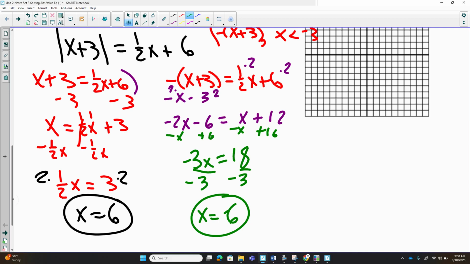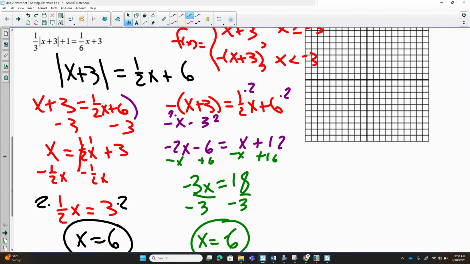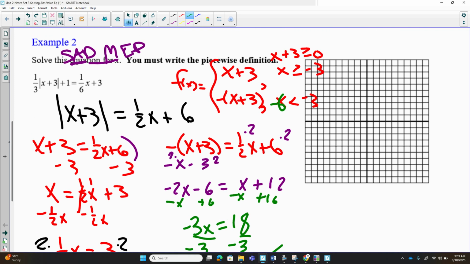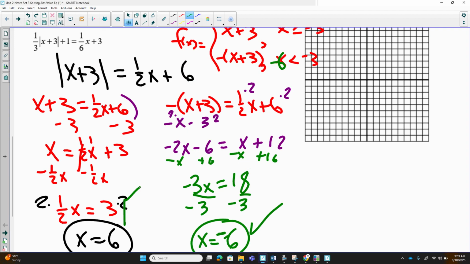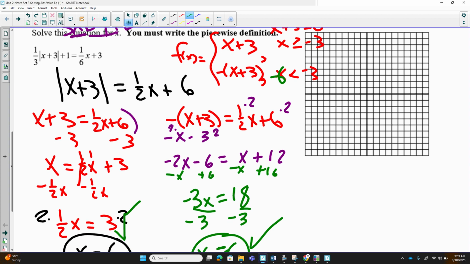Slide it up just slightly so you can see the piecewise. The negative, that's a negative 6. That negative 6, is it less than negative 3? Yes, it is. Is 6 greater than negative 3? Yes, it is. So those are both answers. Okay. So let's see if we can graph these.